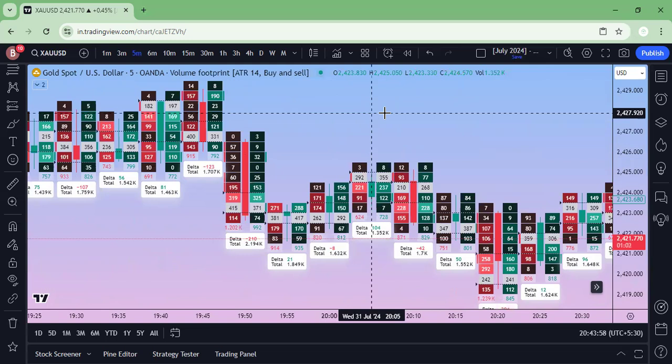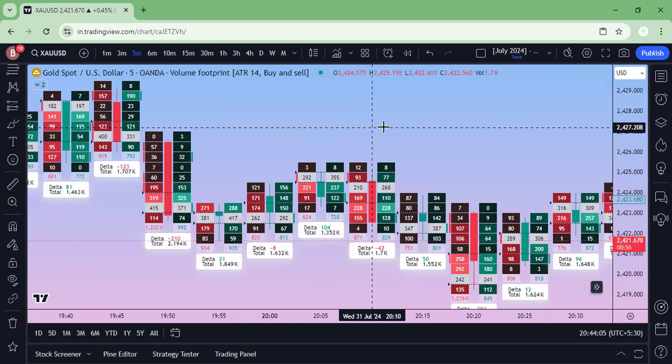And see the next candle. Again, delta is 210, so seller is greater than buyer. So that is the reason. This is one way I can predict whether supply is greater than demand or demand is greater than supply. And if you go to the bottom also, the things will be visible.